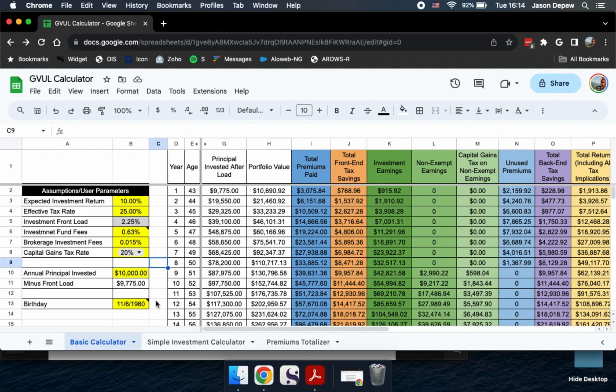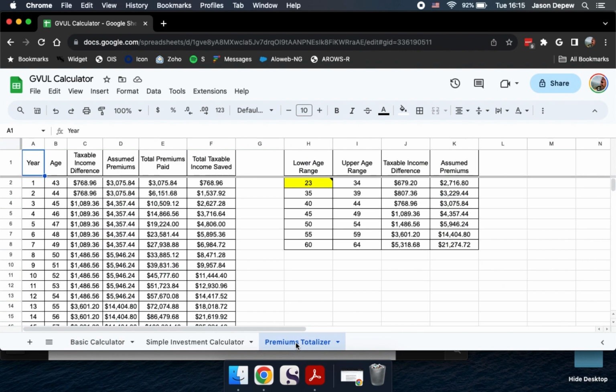You're welcome to change that around if you really want to, but I think that's a useful way to do it. Real quick, we'll go across the other tabs on the bottom here. You shouldn't need to use these a whole lot, but I'll show you what we're thinking. This is your premiums totalizer.